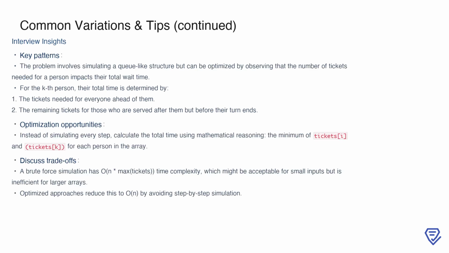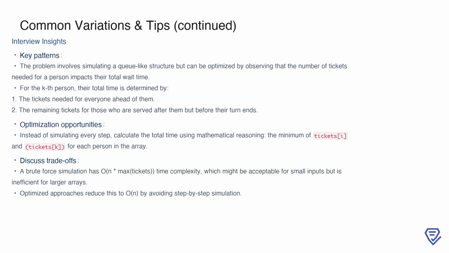Now let's focus on some insights that can help you tackle this problem more effectively, especially in interviews. One key pattern here is recognizing that while the problem appears to involve simulating a queue, it can be optimized. The wait time for the KTH person depends on two things: the tickets required for those ahead of them and the remaining tickets for people who are served after them but before their turn ends.